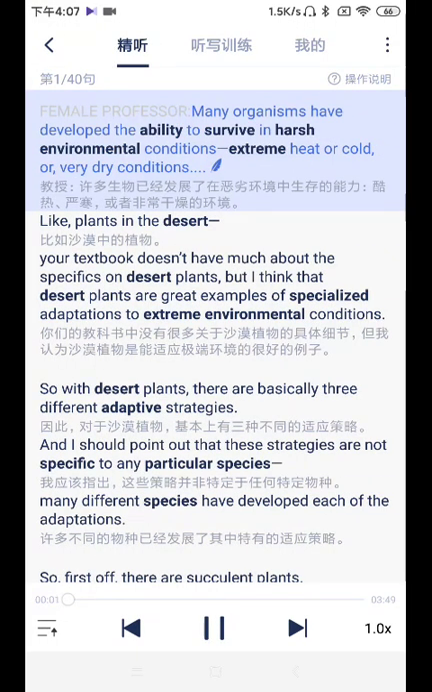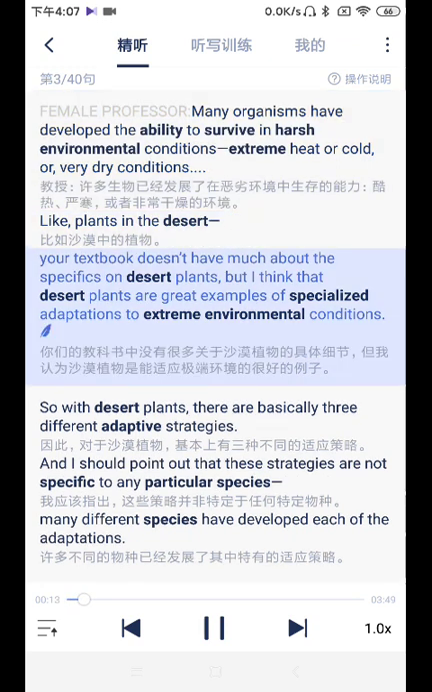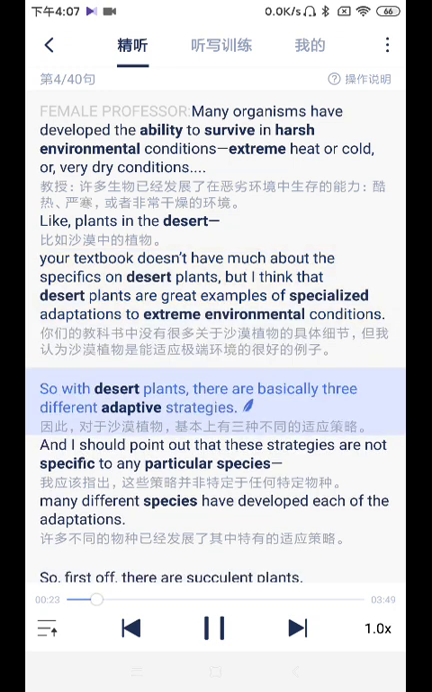Many organisms have developed the ability to survive in harsh environmental conditions, extreme heat or cold, or very dry conditions, like plants in the desert. Your textbook doesn't have much about the specifics on desert plants, but I think that desert plants are great examples of specialized adaptations to extreme environmental conditions. So, with desert plants, there are basically 3 different adaptive strategies. And I should point out that these strategies are not specific to any particular species. Many different species have developed each of the adaptations.